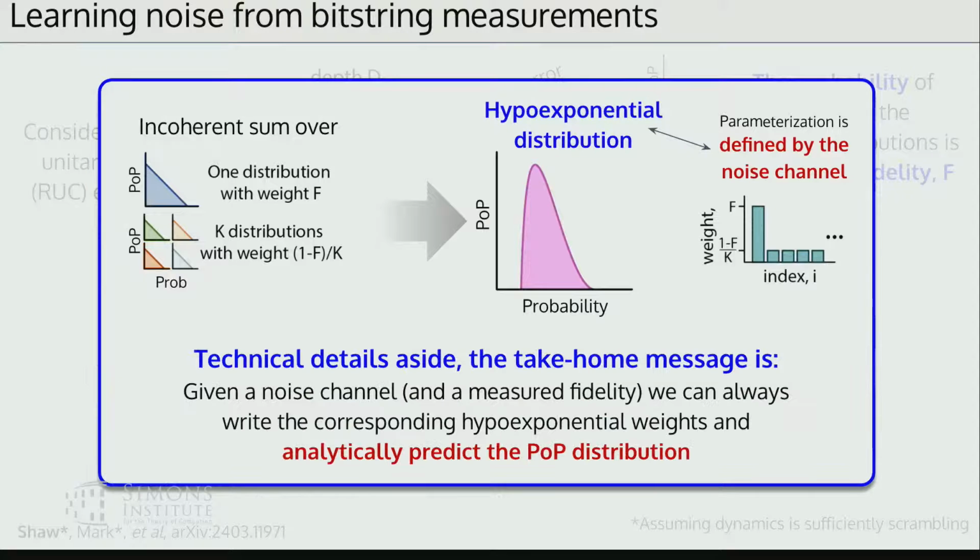Okay? The take-home message here is that, given some analytically decided upon noise channel and that measured fidelity, we can always write down what this distribution should be and compare it against the experimental distribution.